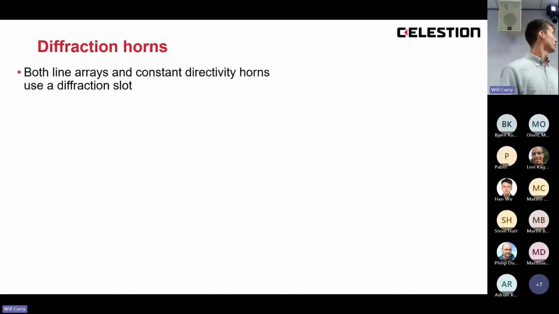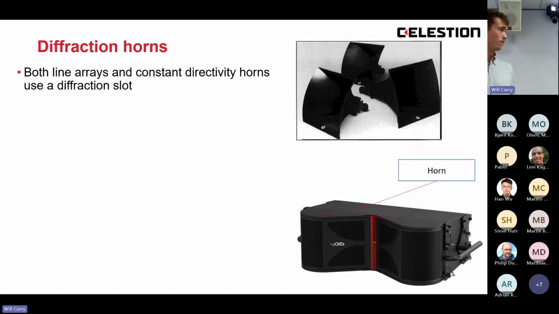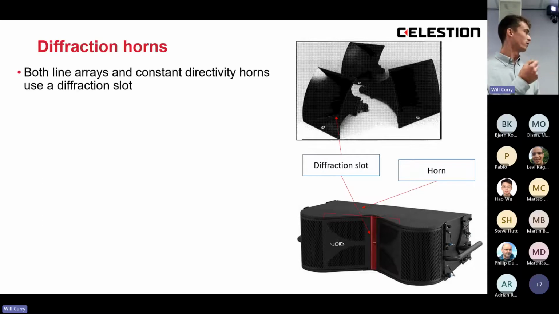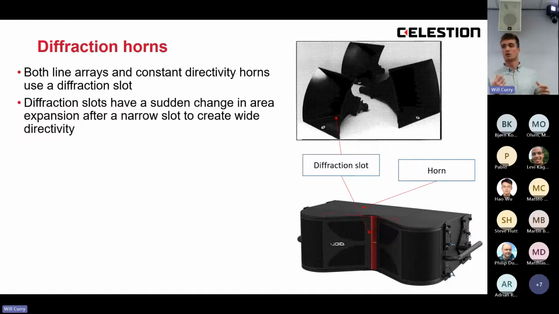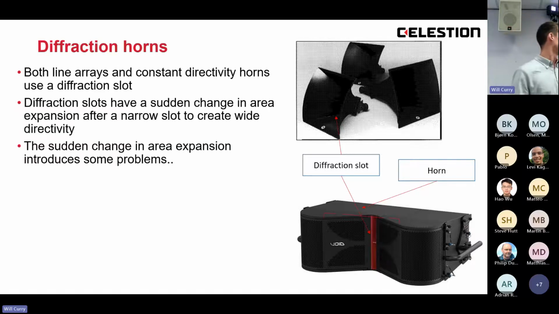Next, diffraction horns. Both line arrays and constant directivity horns use a diffraction slot. So here's two examples of this. The bottom is like a line array box, and above that are some of the old school JBL constant directivity horns. And they both have this diffraction slot sort of halfway down the horn. Diffraction slots rely on a sudden change in area expansion after a narrow slot, and this causes the sound waves to diffract, and then you get wide directivity. But this sudden change in area expansion introduces some problems, and I'll show you what they are in a few slides' time.